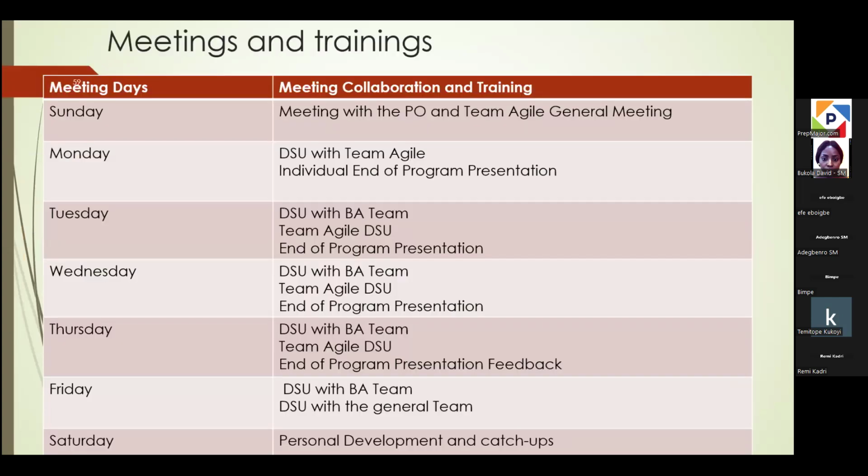All right, these are our meeting days. Normally, we hold our meetings Monday to Sunday, but on Saturday we have self-development, and on Sunday we have meetings with the PO for our elicitation of requirements and other clarifications. For the other days, we have our daily stand-up with Team Agile and our individual end of program presentations.